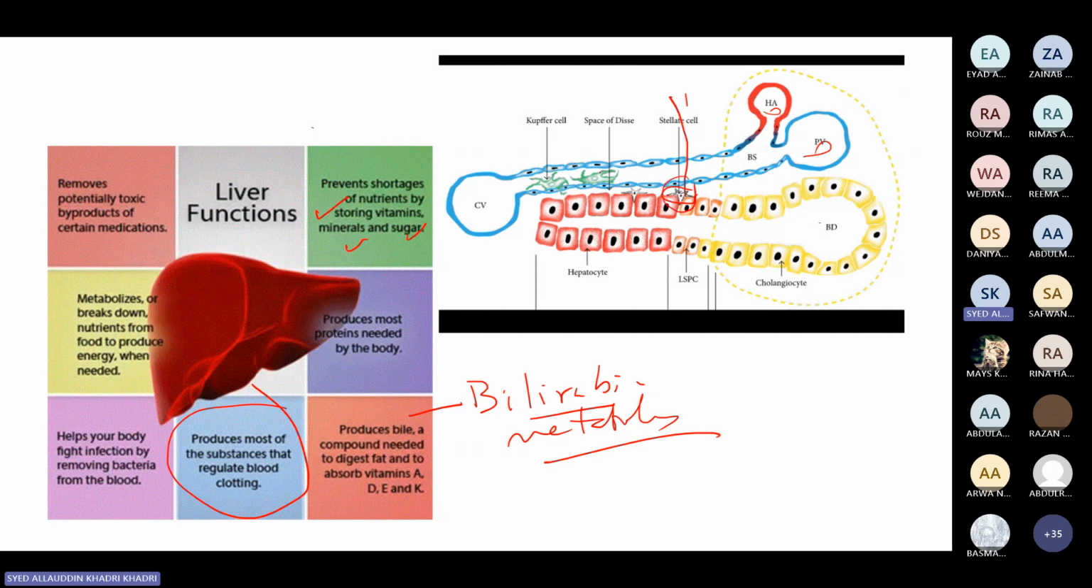And this particular area is called the space of Disse. Can you see the screen? Yes, doctor. So this is basically the space of Disse. You should know it. And the Kupffer cell mechanism is very important to understand the reticuloendothelial system. So this basically we are dealing with that.